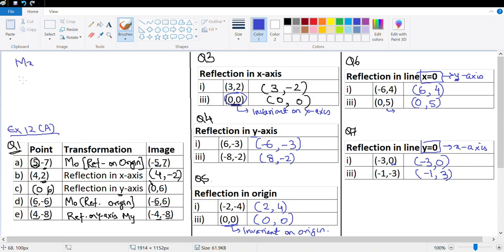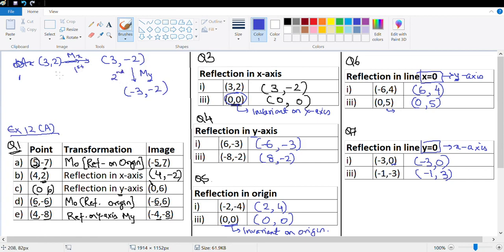Let's look at a point, Mx of (3, 2). When I do Mx of (3, 2), the y will change, so this will become (3, -2). So this is the first transformation that I did. Now let me do My of this. When I do My, the sign of x changes, which means this becomes -3 and this remains -2. This is my second transformation.